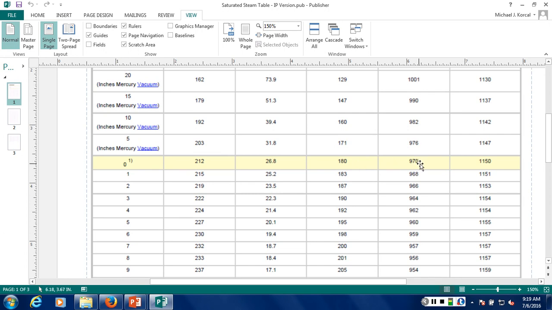The next column is the number of BTUs it takes to fully convert 1 pound of water into 1 pound of steam, in this case 970. The final column is a combination of two. To get water from the point where it's first liquid all the way up to fully vaporized is a total of this column plus this column, or 1,150 BTUs, and this is again on a per pound basis.